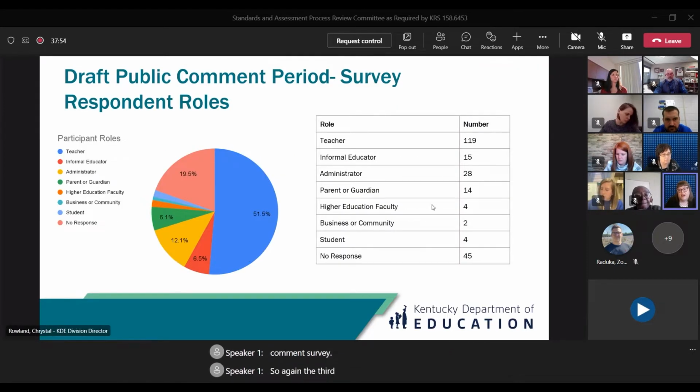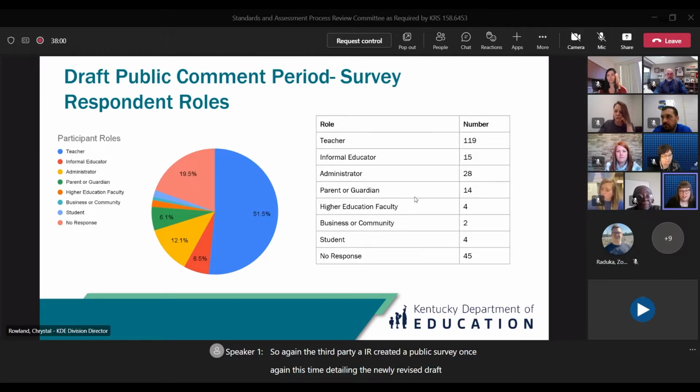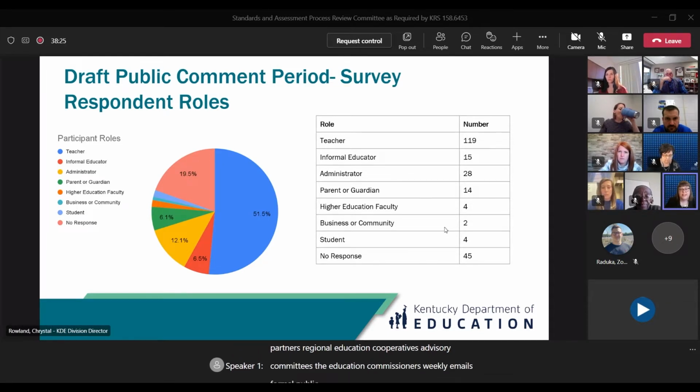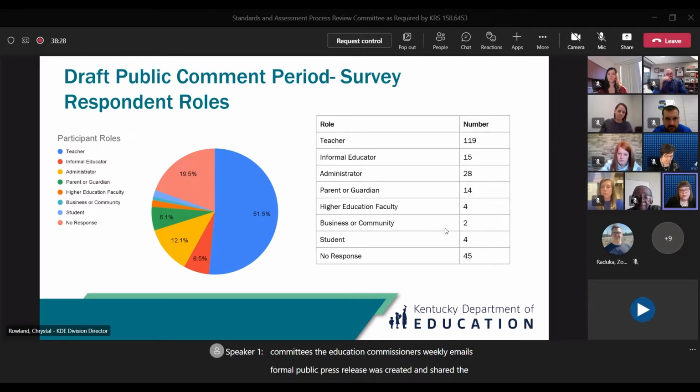So again, the third-party AIR created a public survey once again, this time detailing the newly revised draft CAS for science. They created, monitored, and facilitated the survey and provided KDE with the web link for advertisement to the general public. So KDE advertised the survey link to all stakeholders, including the Kentucky educational organizations and partners, regional education cooperatives, advisory committees, the Education Commissioner's weekly emails, formal public press release was created and shared, the Kentucky teacher website, KDE website, and various multimedia outlets. And the public was again given 30 calendar days to provide feedback on the recommended revisions to the CAS for science.